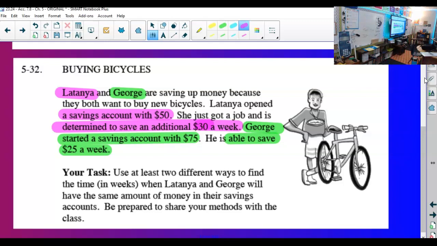We don't necessarily need to graph this. But if we don't graph it, then how can we solve it? We want Latanya and George to have equal savings.